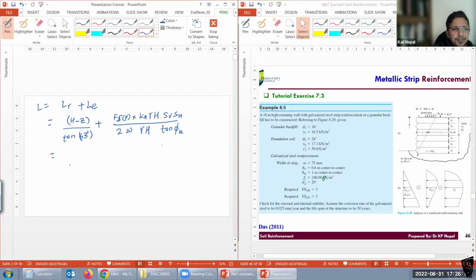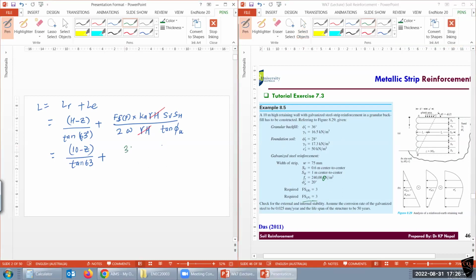H is 10 minus Z, we don't know, right? Because Z is at different depths, the length will be different, divided by tan 63 degrees, good, plus, I think these two cancel each other, right? Those two are the same. So that means our factor of safety against pull out, 3. 3 times K we just calculated, I believe. Tell me what we calculated before. 0.26. Okay, thank you.